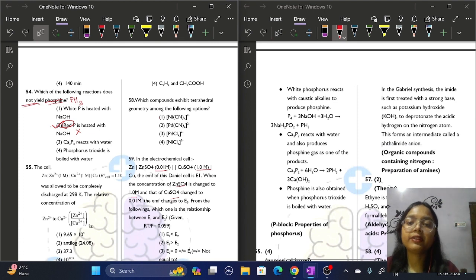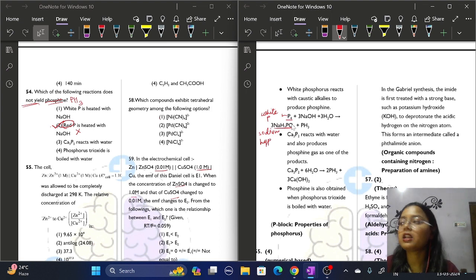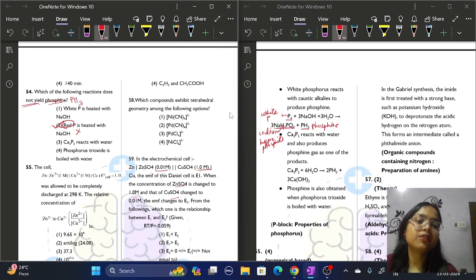When white phosphorus reacts with caustic soda, P4 is the white phosphorus. When it reacts with NaOH and water, it will give sodium hypophosphite, NaH2PO2, and phosphine. So when white phosphorus is heated with NaOH, it gives phosphine. So this will be the incorrect option.